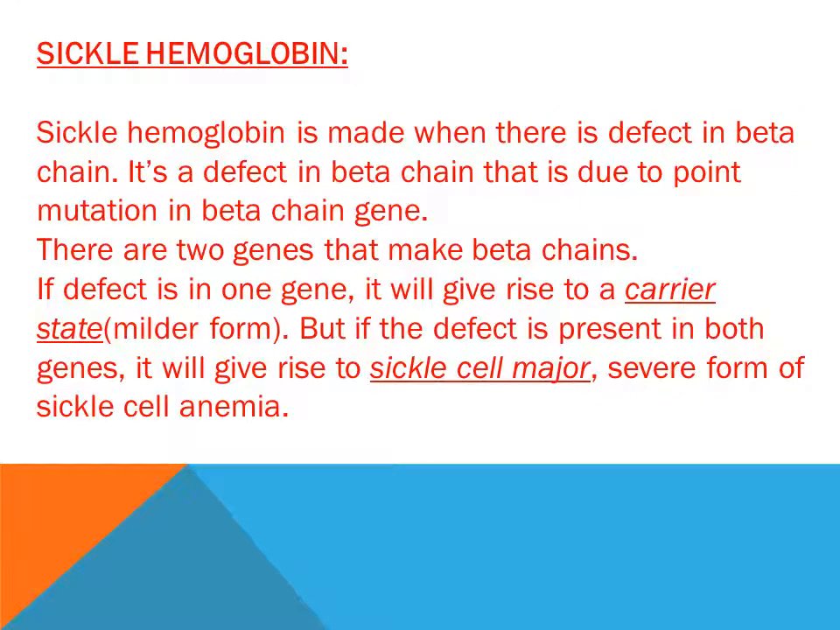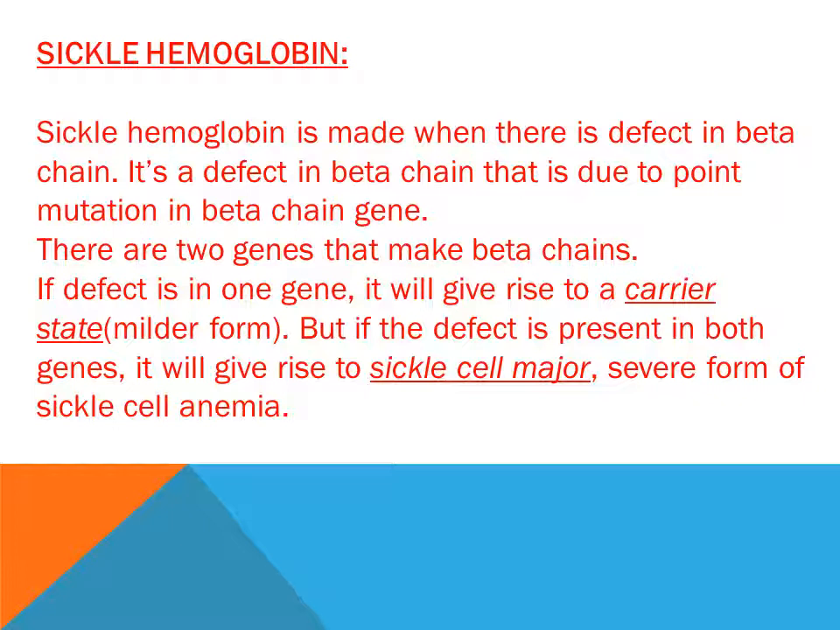Sickle hemoglobin. Sickle hemoglobin is made when there is a defect in the beta chain. It's a defect in the beta chain that is due to a point mutation in the beta chain gene. Well, what is a point mutation? A point mutation is a mutation in which there is a change of only a single nucleotide.